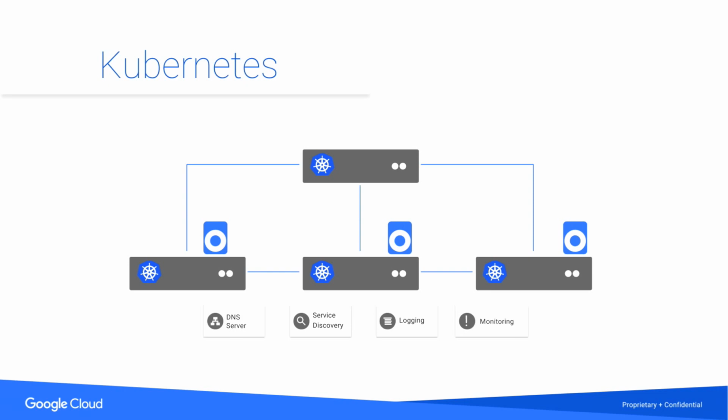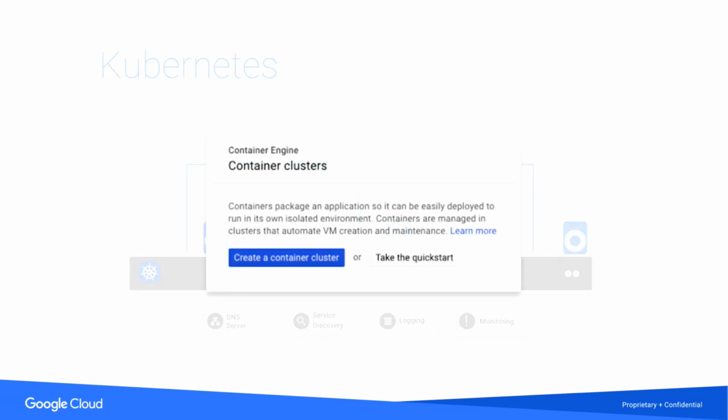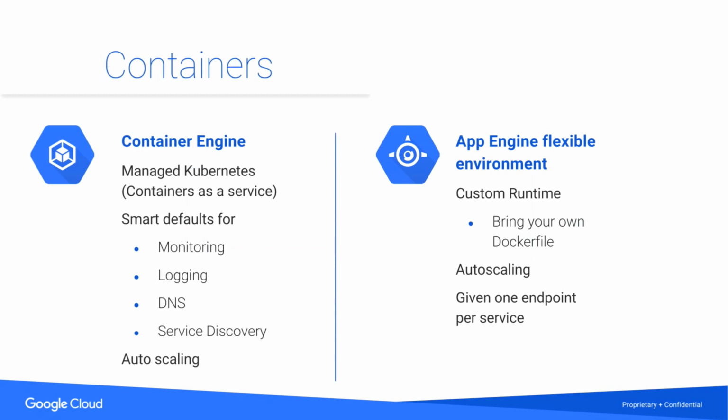What Google Container Engine does is it allows you, with a single click, to actually create this container cluster and then create declarative statements which schedule the jobs on Google Container Engine. Google Container Engine will manage that master Kubernetes node to manage the containers which have been deployed. So Container Engine, which again is managed Kubernetes, containers as a service, has essentially defaults for things like monitoring, logging, DNS, and service discovery. And it has auto-scaling capabilities as well.